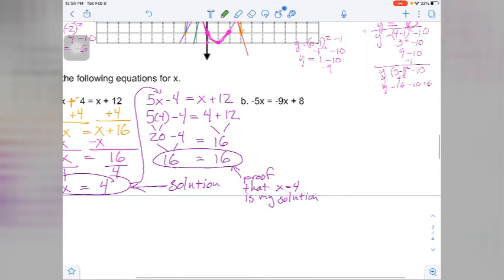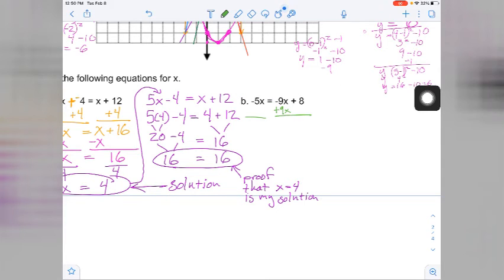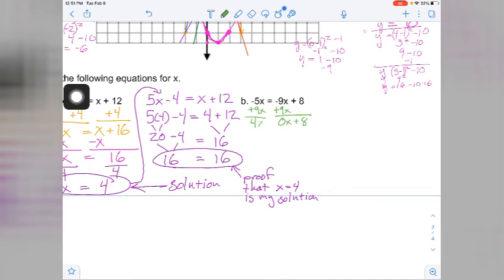So I want to get x all by itself again. I already have 1's on this side, so let's get all of my x's on this side. So I'm going to add 9x here, and negative 9x plus 9x makes 0x. So this is going to become 0x plus 8 over here. But I can't just add something to one side. I also have to add it to the other. So I'm going to add 9x to this side. And negative 5x plus 9x is 4x, positive 4x here.